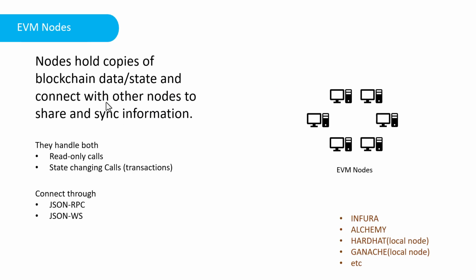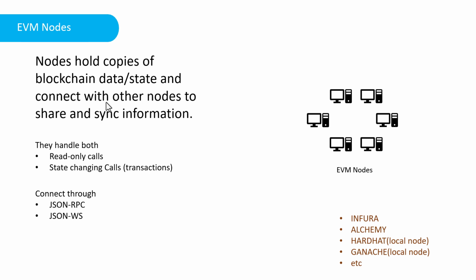EVM nodes are pieces of software that run and hold copies of your blockchain data or state. They connect with other nodes to share and sync information. They connect with other nodes to verify and validate the state of the blockchain, right? So when you write your DApp, you are going to be interacting with a blockchain to query information on the blockchain, for example, a user's balance, right? And to carry out transactions.